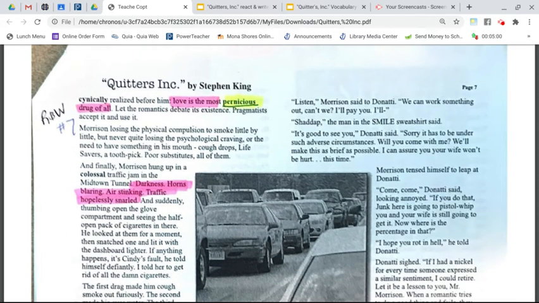Listen, Morrison said to Donati, we can work something out, can't we? I'll pay you. Shut up, the man in the sweatshirt said. It's good to see you, Donati said. Sorry it has to be under these adverse circumstances. Will you come with me? We'll make this as brief as possible. I can assume you and your wife won't be hurt this time.